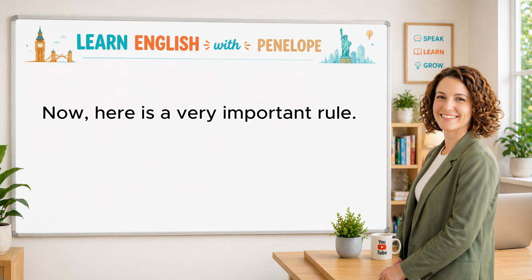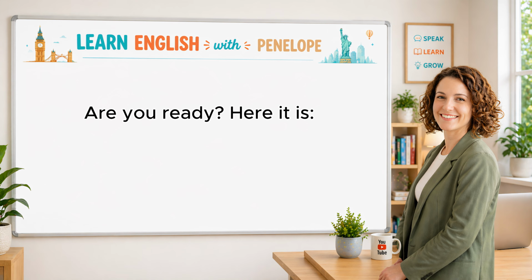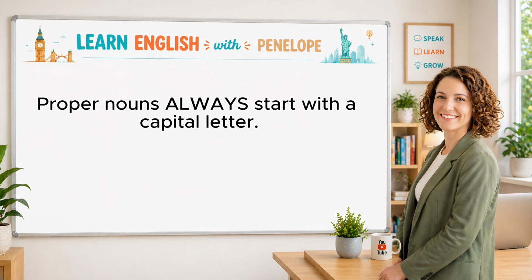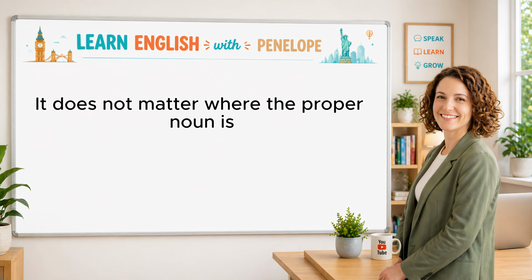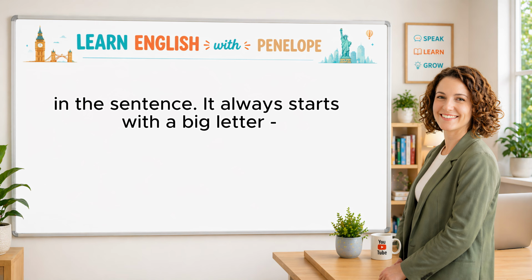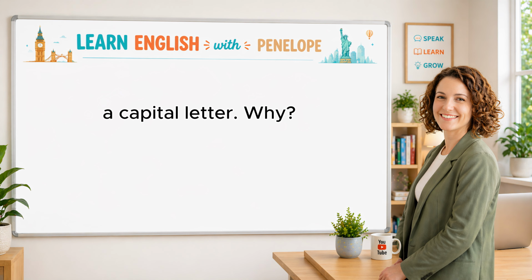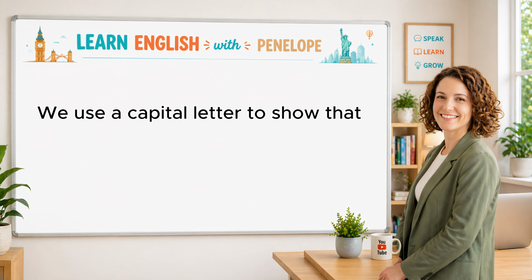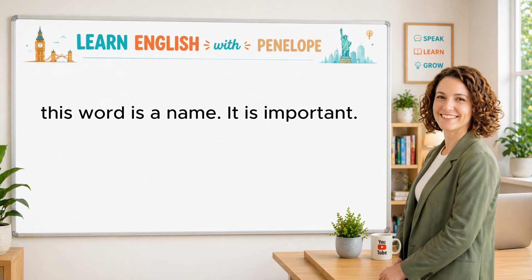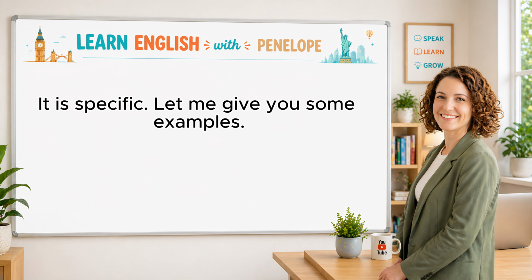Now here is a very important rule. Are you ready? Here it is. Proper nouns always start with a capital letter. Always. Every single time. It does not matter where the proper noun is in the sentence. It always starts with a big letter. A capital letter. Why? Because proper nouns are special names. We use a capital letter to show that this word is a name. It is important. It is specific.